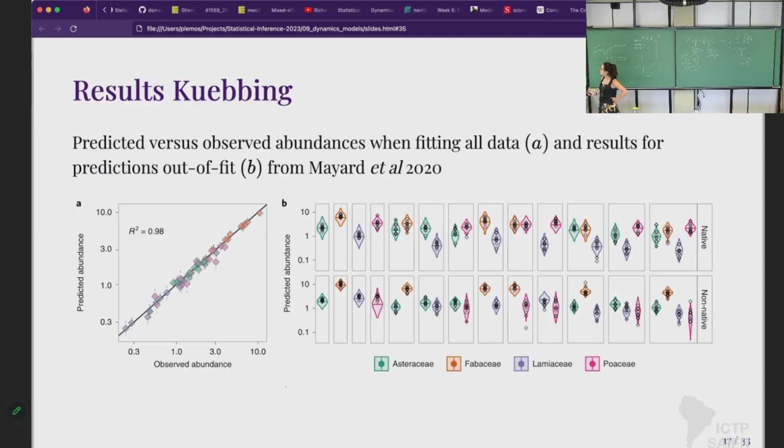Here, for each one of these, what this plot means is that we fit the matrix without this native asteracea, and then we use that fitted matrix to predict the values of the monocultures. This is for every monoculture. So we excluded each one of these monocultures and then used the fitted matrix for each one of them to predict these values.